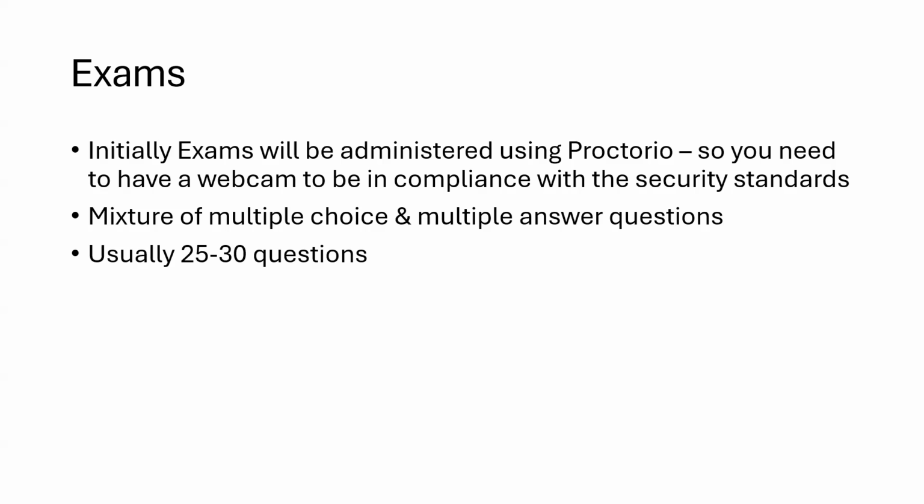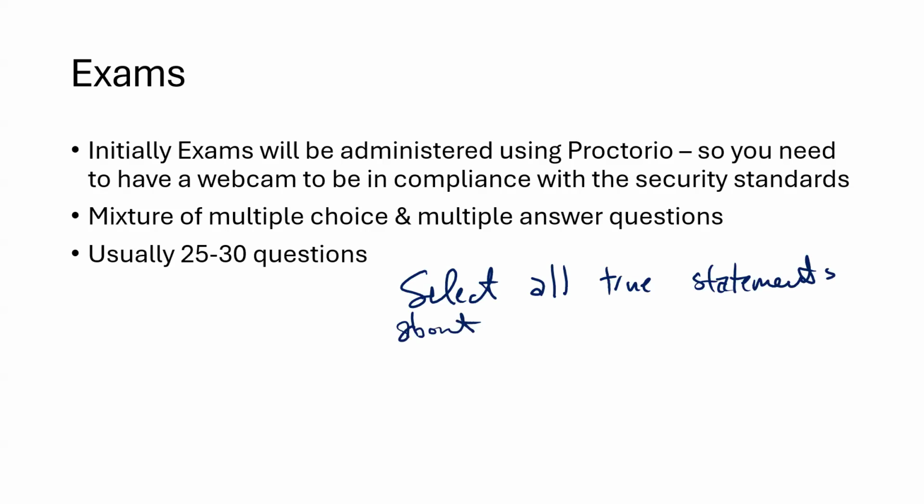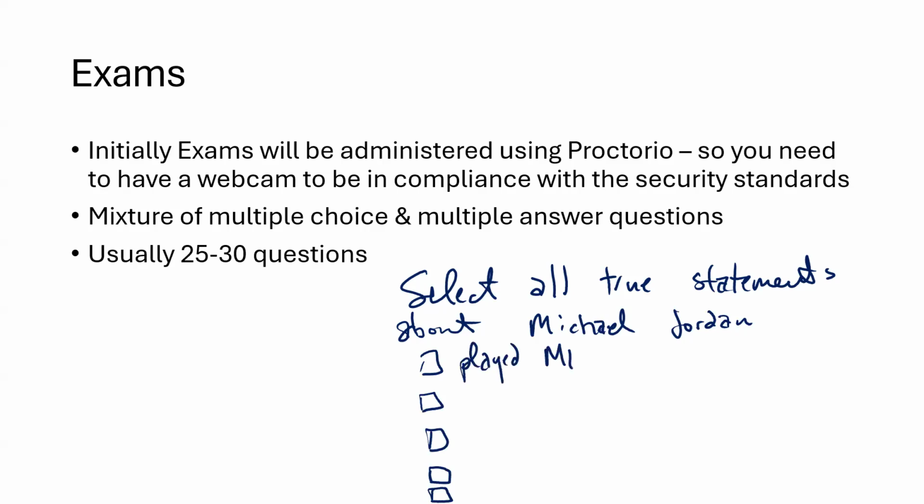The questions will be a mixture of multiple choice and multiple answer questions. Now, the way that multiple answer questions work is it would be something like, let's go with, select all true statements about Michael Jordan. And the answer options would be, let's go with, played minor league baseball.